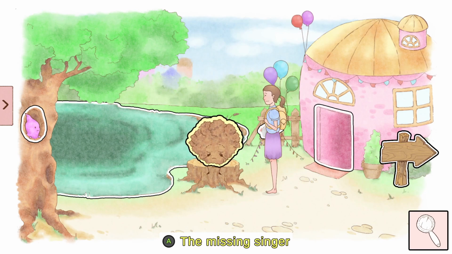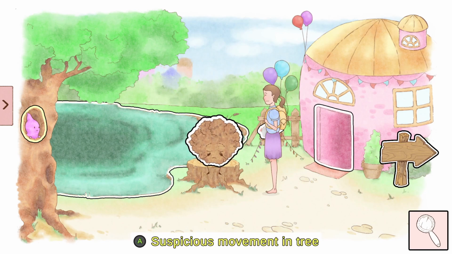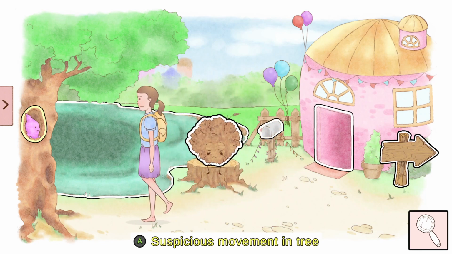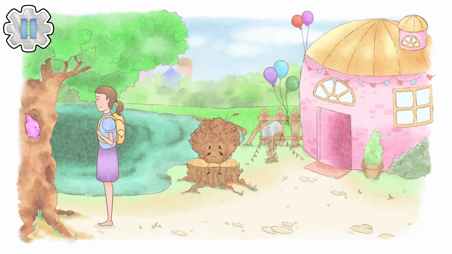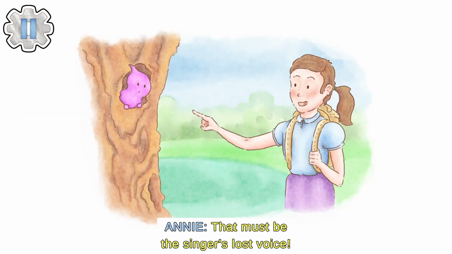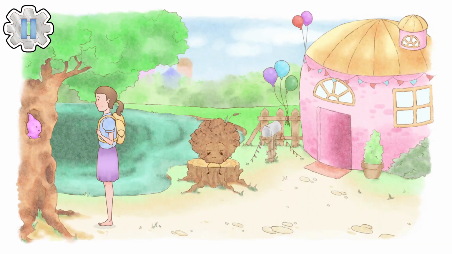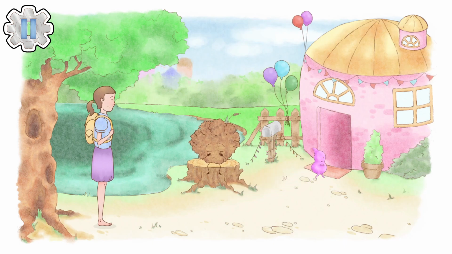The missing singer. Pond. Suspicious movement in tree. Let's see what shenanigans we got over here. That must be the singer's lost voice. Come here, you. The lost voice slides down the hollow and pops out the side, making a dash into the decorator's house. Darn, she got away.